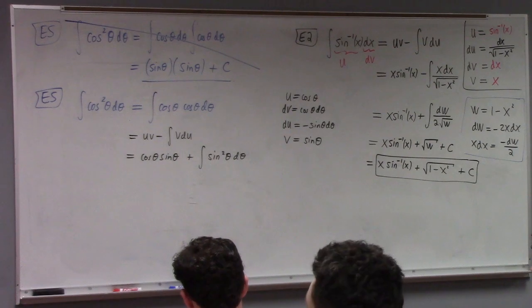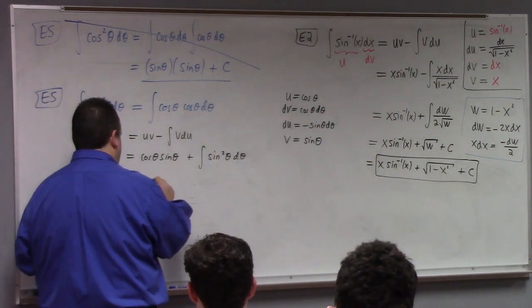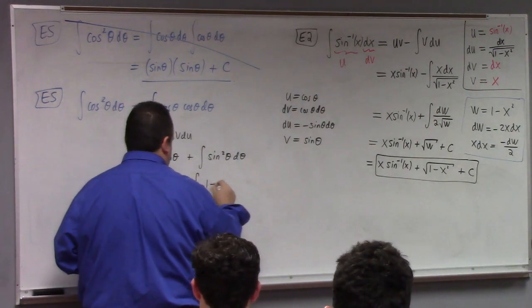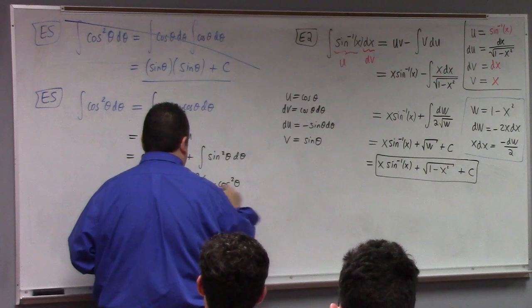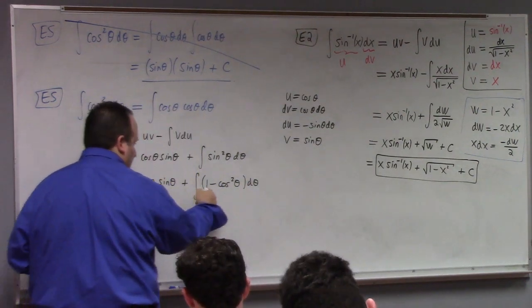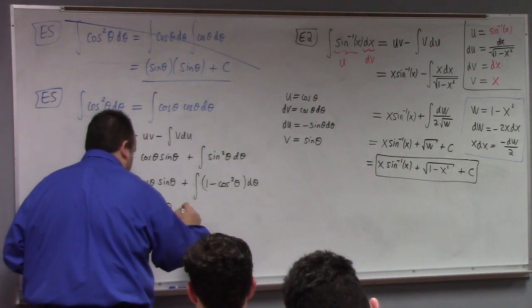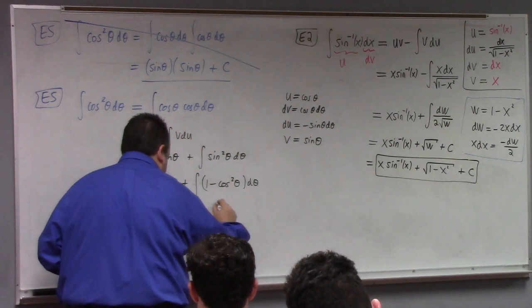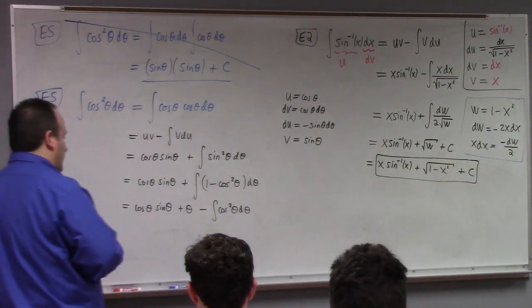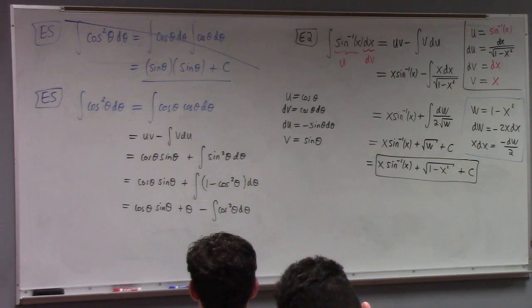Yeah? You can convert it to the integral of cosine squared theta and plus 1. Ah, so you're saying use the Pythagorean identity. So that's 1 minus cosine squared theta, yeah? I like that, but that still doesn't quite, so this 1 integrates to theta, right? And then we have minus the integral of cosine squared theta d theta.